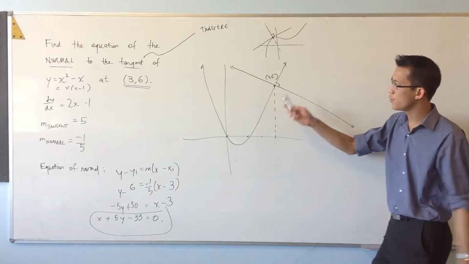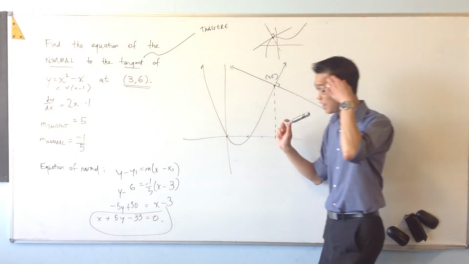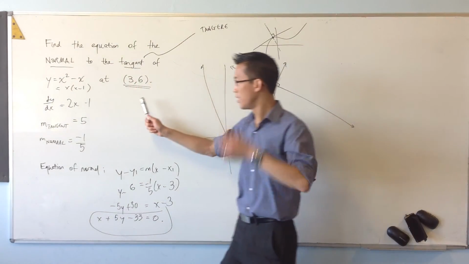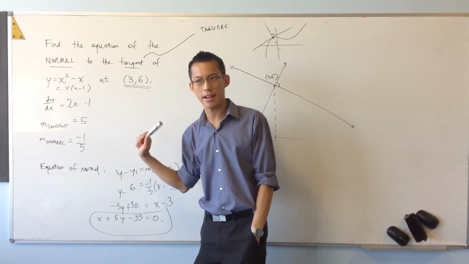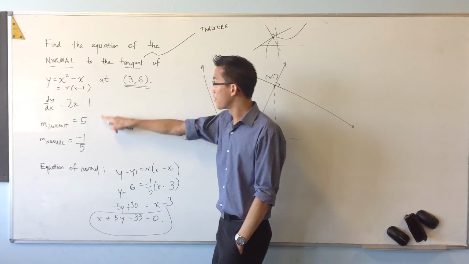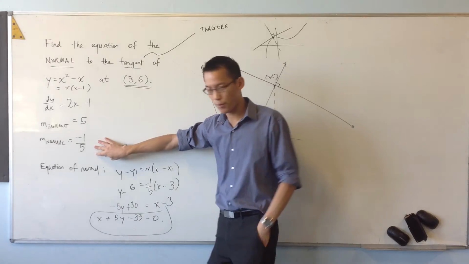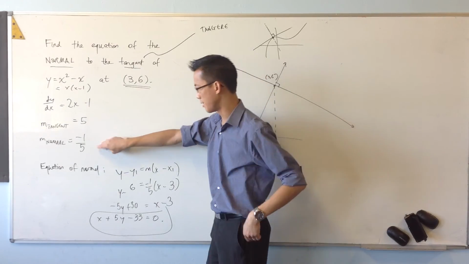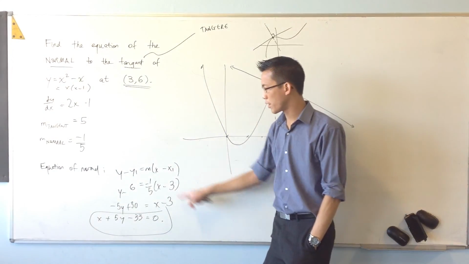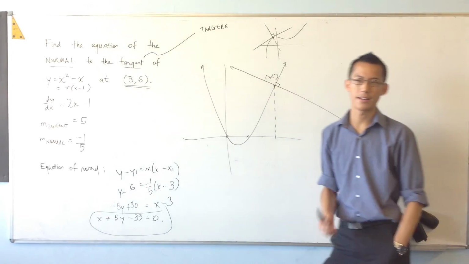So just to review, how do you find the equation of the normal? In much the same way you find the equation of the tangent. So differentiate so that you can find the gradient at a specific point. Find the gradient at the point you're after, and then take the negative reciprocal, since you want that perpendicular, okay? And then proceed as you normally would, putting it into point gradient form and simplifying to get your equation.